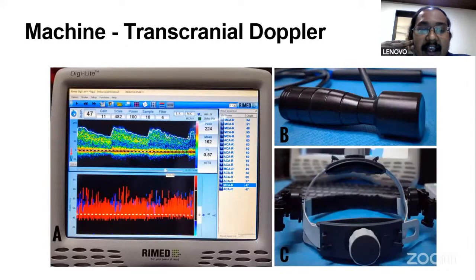So in image A, we have a machine with the monitor. Then B is the low frequency ultrasound probe with a circular footprint. And C is a headset. The headset is a new addition to the machine. So this headset can be applied on the skull, and it can be used for continuous monitoring.